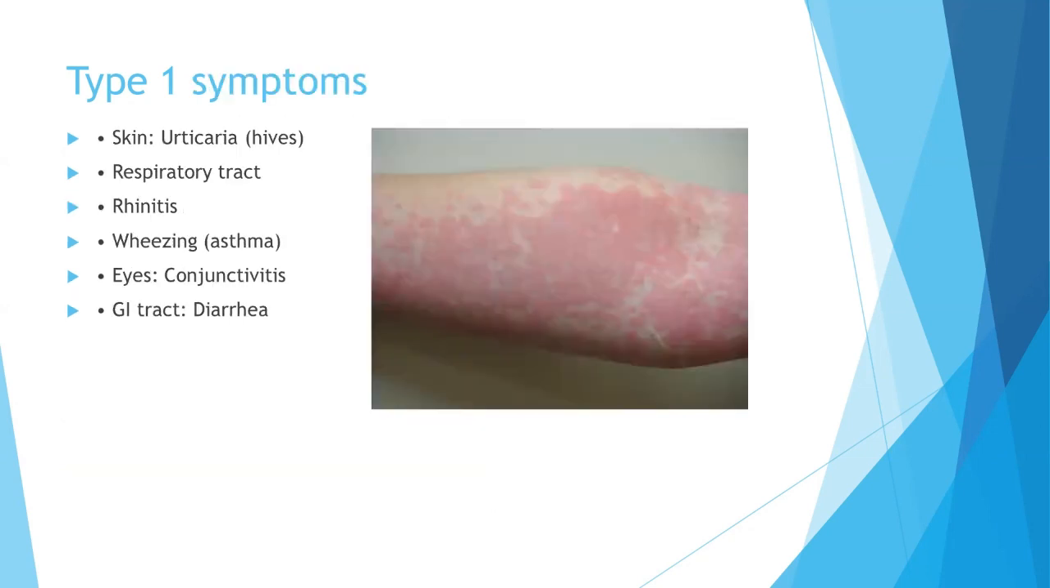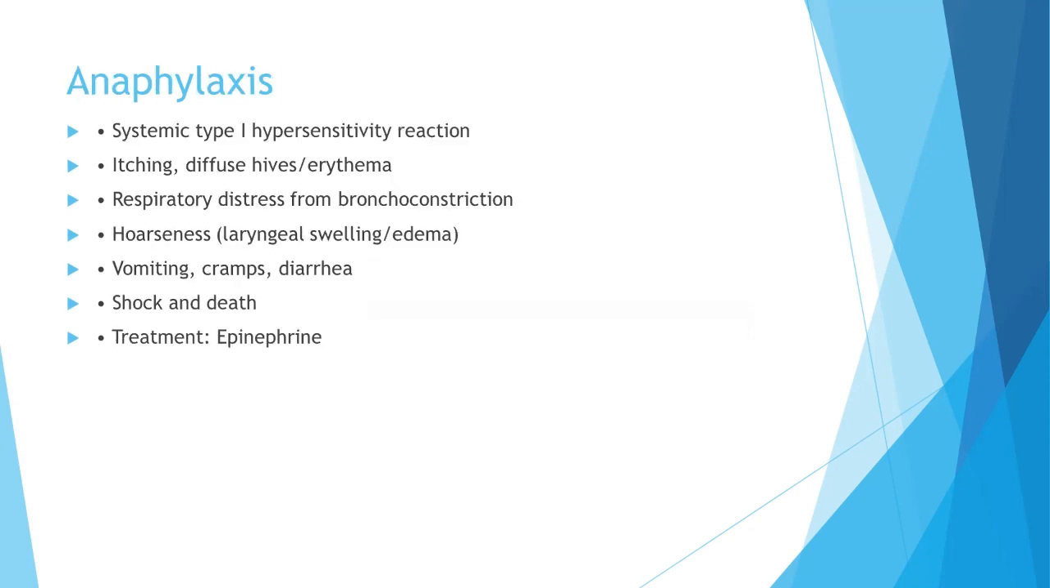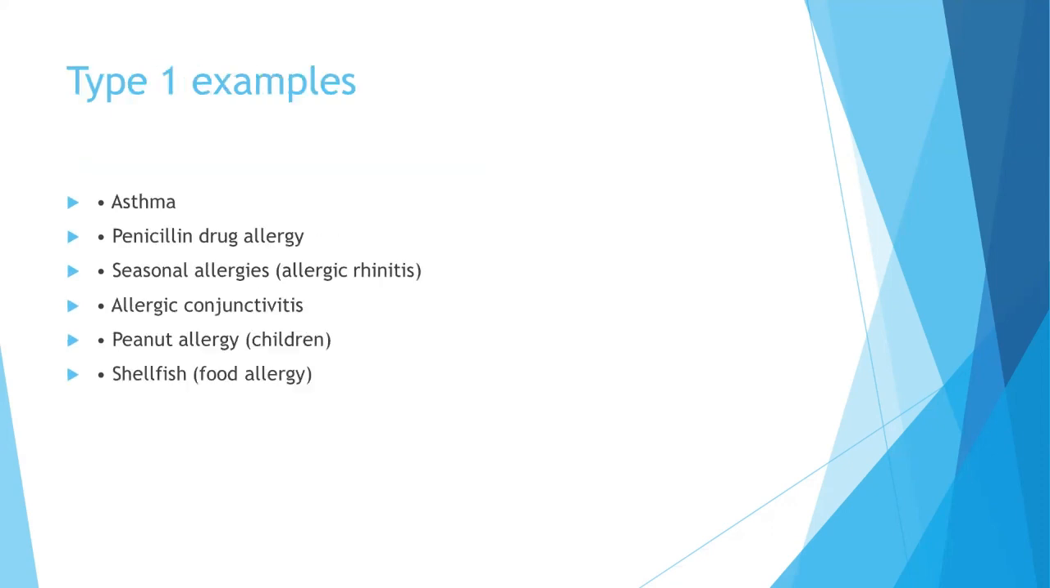The type 1 symptoms involve the skin, where there may be urticaria or hives. In the respiratory tract, there may be wheezing and rhinitis; in the eyes, conjunctivitis; and in the GI tract, diarrhea. Anaphylaxis is a systemic type 1 hypersensitivity reaction, with symptoms like itching, diffuse hives and erythema, respiratory distress from bronchoconstriction, hoarseness leading to laryngeal swelling and edema, vomiting, cramps, diarrhea, shock, and death. The treatment of anaphylaxis is epinephrine.